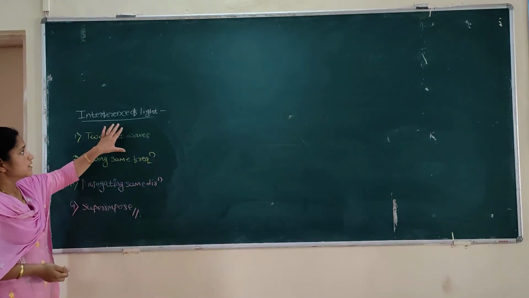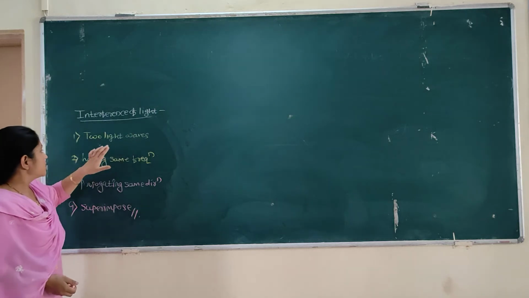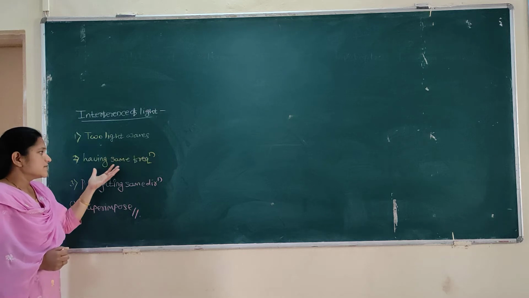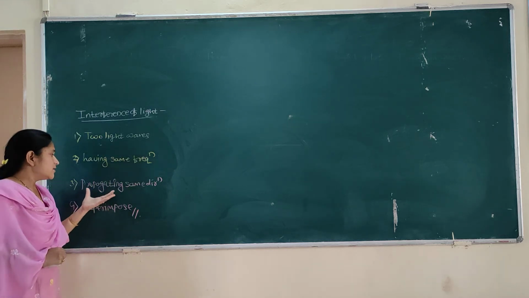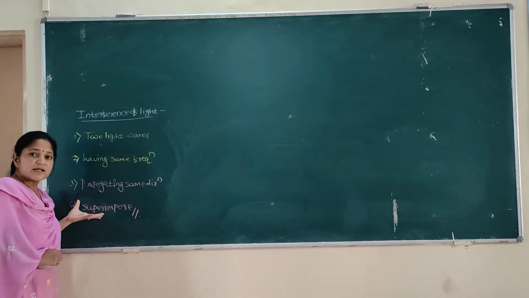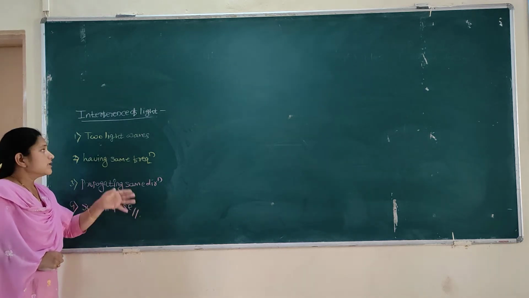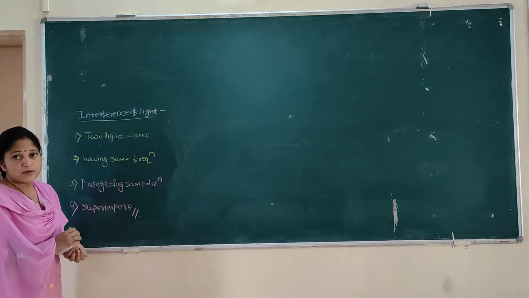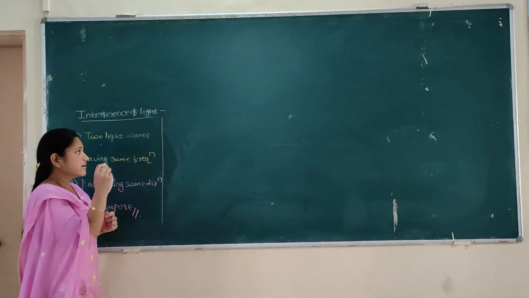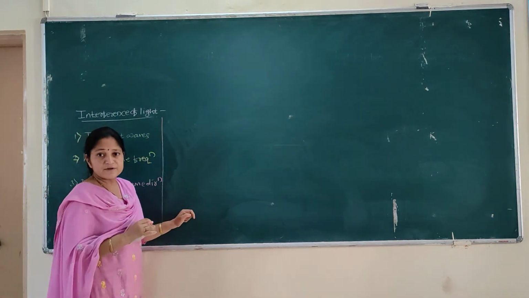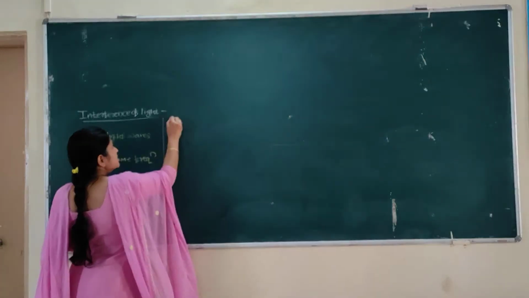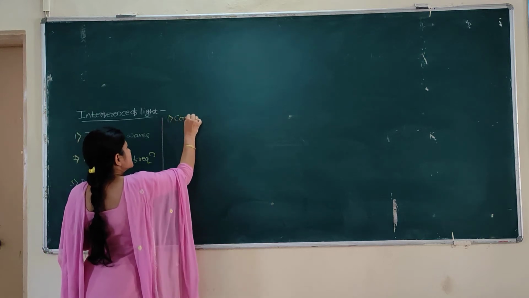So the interference of light is nothing but 2 light waves having the same frequency, propagating in nearly the same direction, and after that they are superimposed with each other. That is nothing but the interference of light. Now, this interference of light divides into 2 parts. The first one is constructive interference, and the second one is destructive interference. Initially we discuss constructive interference.